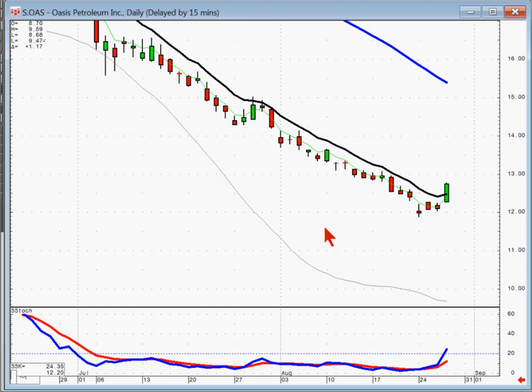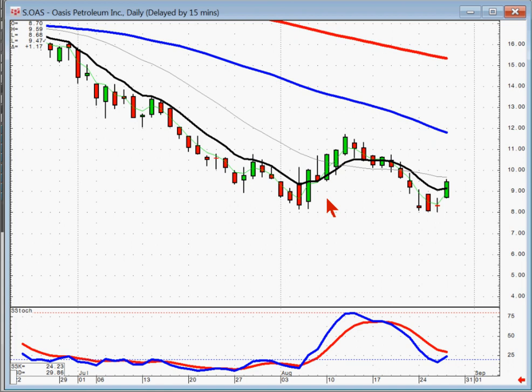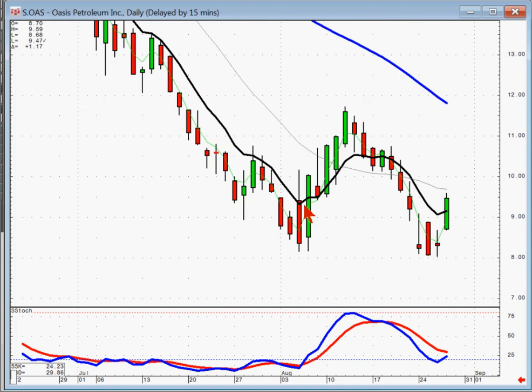Was it OAS? This was an up day in a downtrend because it wasn't a candlestick reversal signal. This is not a signal. This is just an up day. This is a signal. This is a Doji followed by a gap up.